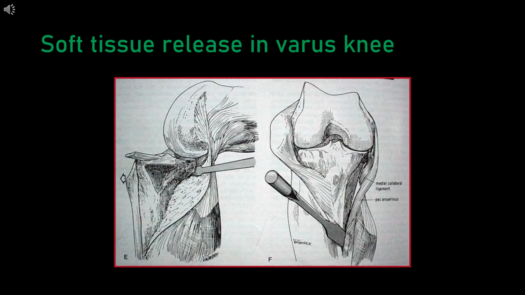In the schematic diagram, you can see medial soft tissue release. You have to release the superficial medial collateral ligament subperiosteally, and you have to remove osteophytes and release the medial pes anserinus ligaments. You have to release subperiosteally and balance the medial and lateral sides.